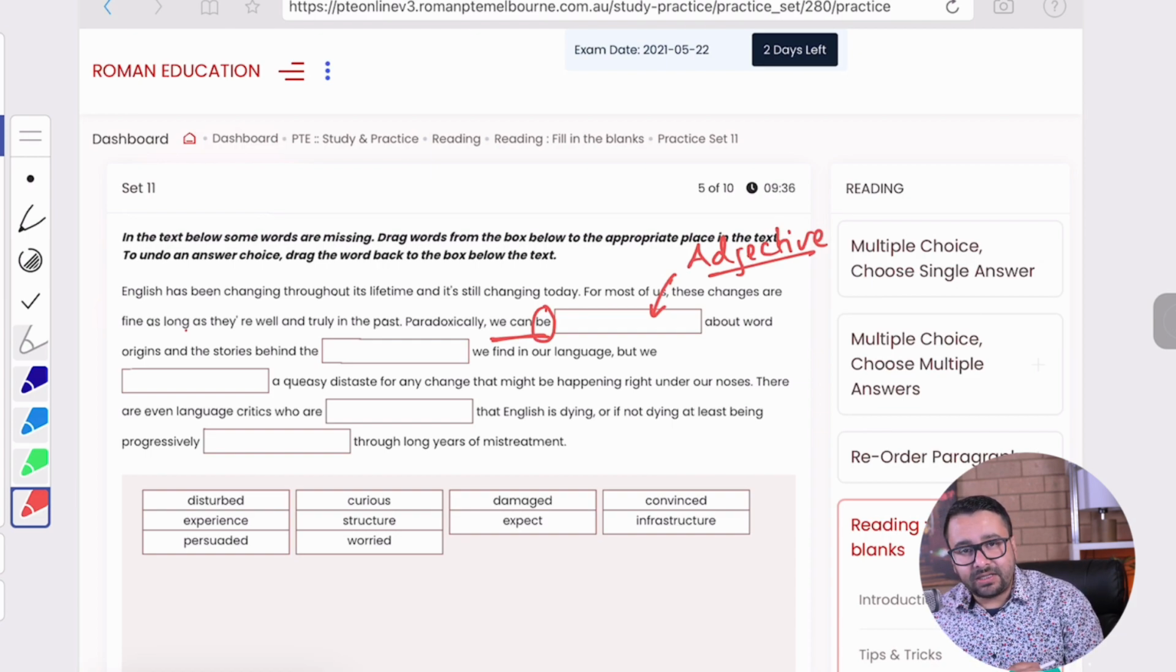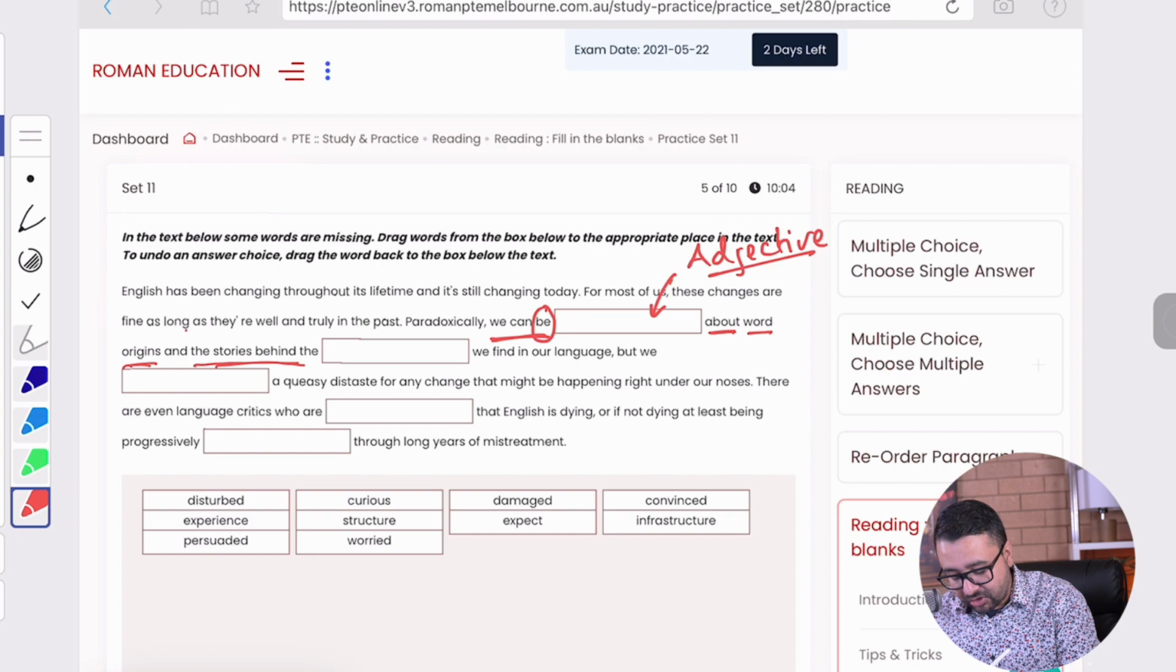Then after that, I have to think about the options. Which option gives me that sense, which is in that grammatical form and gives me that sense. So I'm looking for an adjective which we can be, and this adjective is followed by about. And not just that, it gives me the sense that these are people who are looking for word origins and the stories behind something. So that means these are people who are interested to find more information about these things.